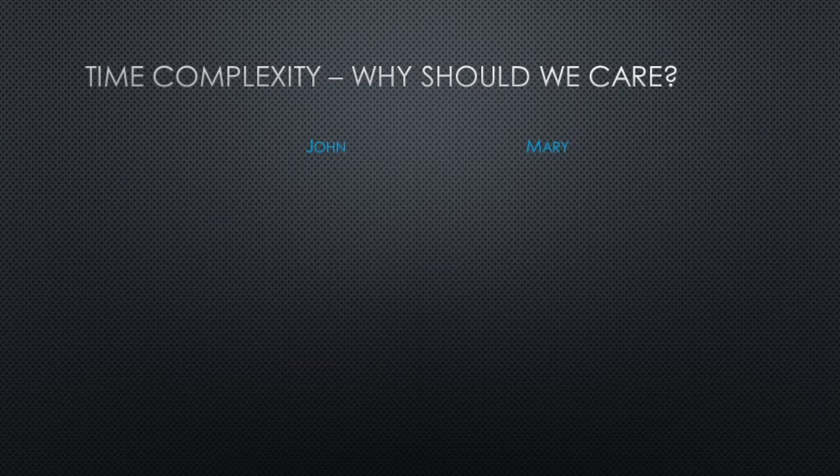John and Mary are two students, and they have been given an assignment. The assignment is, given a number n, they have to find out whether n is prime or not. A prime number is a number that can only be divided by two numbers, 1 and the number itself.